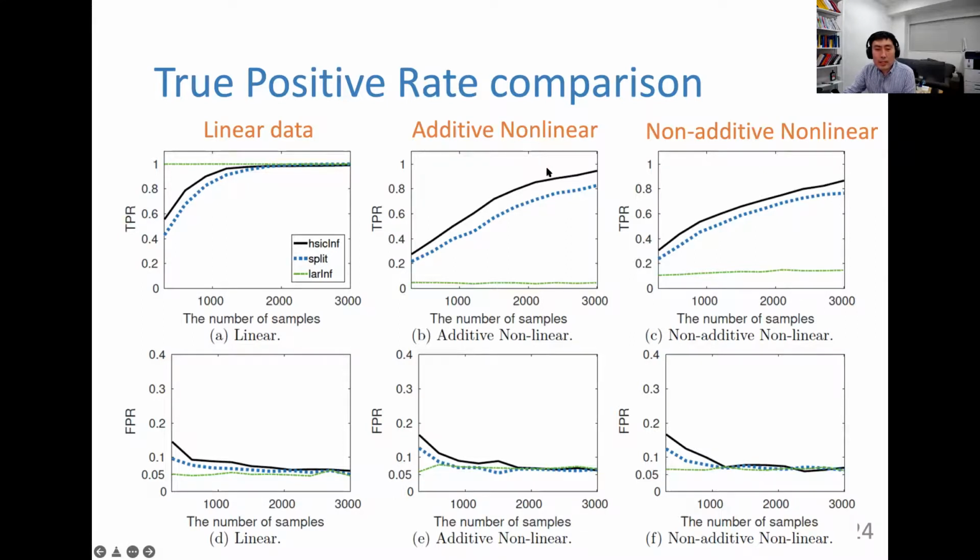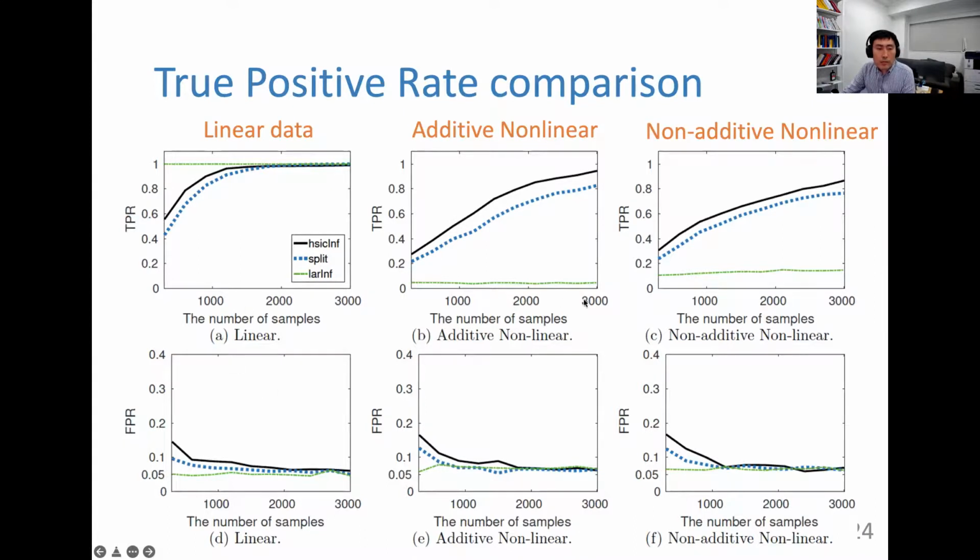But for the additive nonlinear case, basically LA-Inf doesn't perform well. It can only detect the linear component, and they cannot detect the nonlinear part. On the other hand, split and HSIC-Inf can detect the important features. Similarly, for non-additive nonlinear, we get similar results. For this experiment, as I said before, HSIC-Inf can perform better than the split method because we can use a larger number of samples.